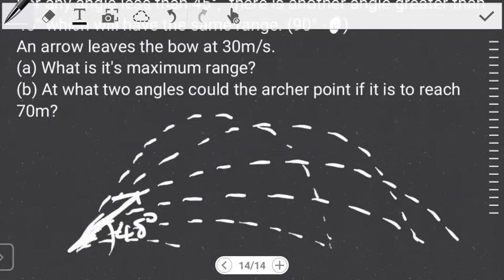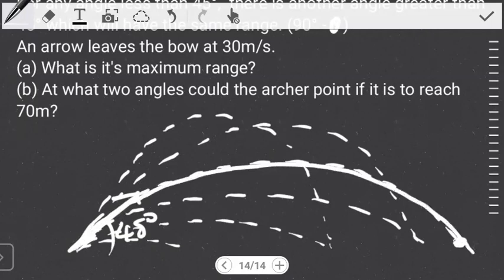So we're saying for every angle less than 45 degrees, there will be a similar angle greater than 45 degrees that will give you the same range, but only 45 degrees will give you the maximum range for your projectile.